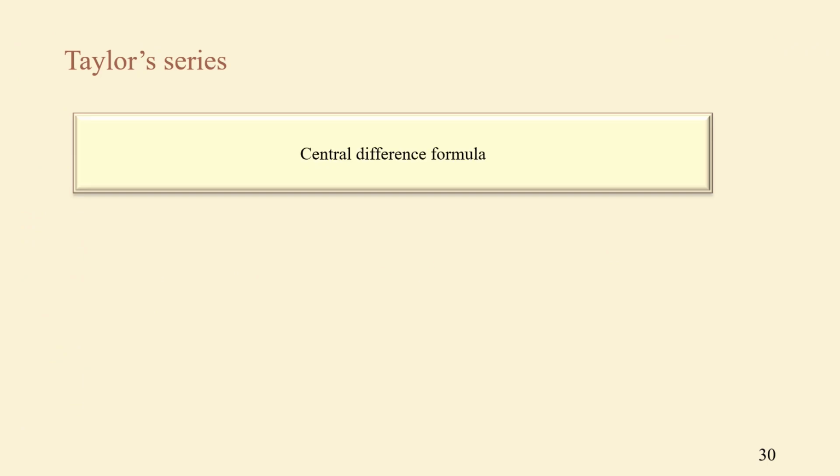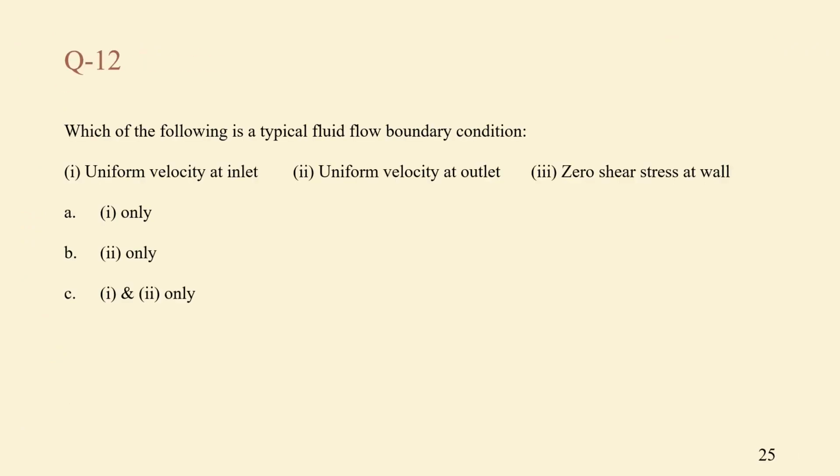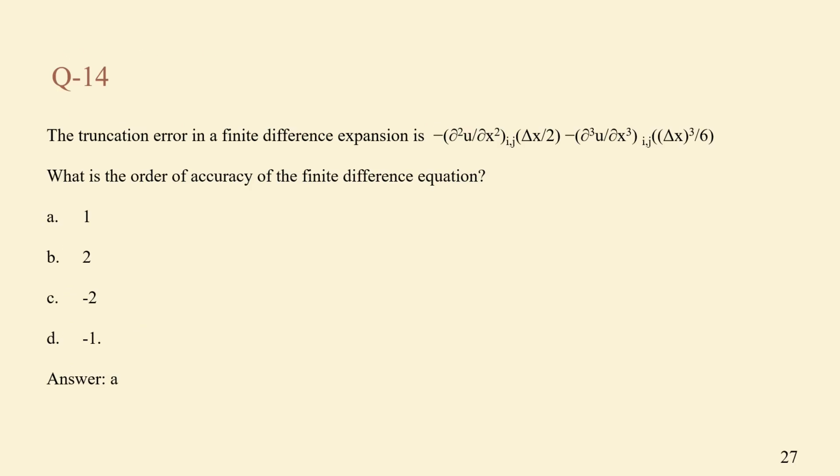So the order of accuracy is also improved over here. That was what was asked in question 14: what is the order of accuracy? Because we are taking the power of this particular term, that is the smallest power of delta x, the order of accuracy is 1. So now we'll go to question 15.